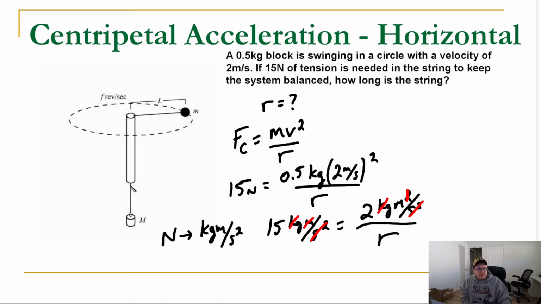But I digress. I'm just going to go back to, and we're going to strip all the units away and just look at the numbers. So 15 equals 2 over r. Multiply both sides by r.